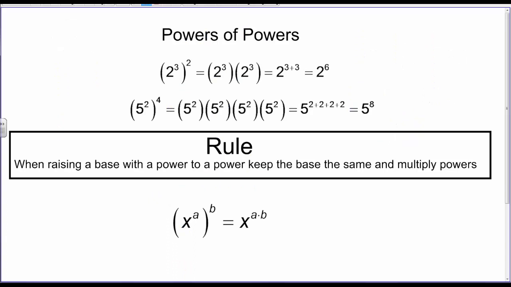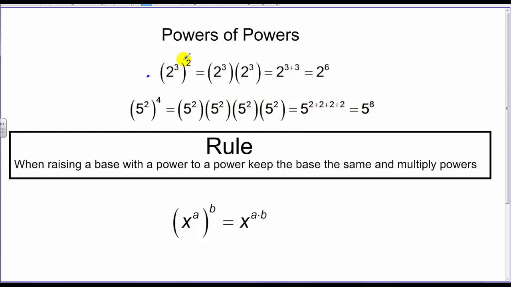Let's look at another true statement. I have a situation here where I have 2 to the 3rd, and I'm going to square that. Now, if I square anything, that means multiply by itself. So if I take 2 to the 3rd times 2 to the 3rd, keep the base the same, add the powers, and I get 2 to the 6th. Likewise, if I have 5 squared raised to the 4th, I have something multiplied by itself 4 times, same base, add the powers, and I get 5 to the 8th.